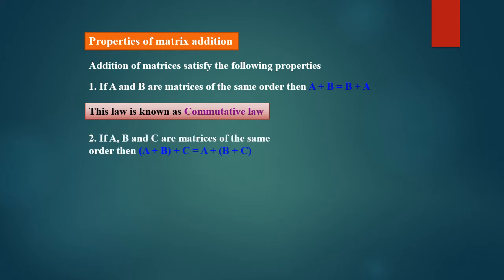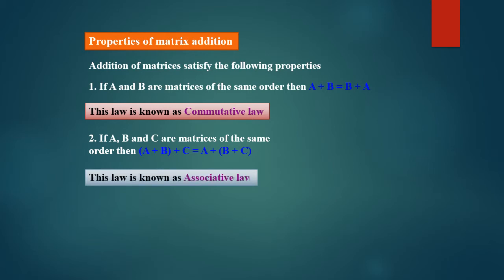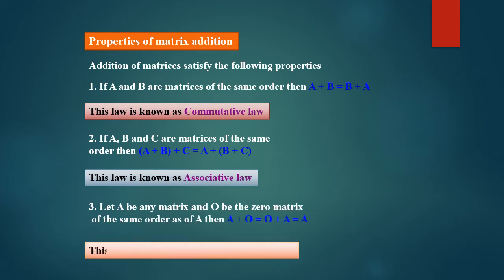Next, second property, if A, B and C are three matrices of the same order, then A plus B plus C is equal to A plus B plus C, grouped in either way. This is known as the associative law for addition of matrices. Property number 3. Let A be any matrix and O be the zero matrix of the same order as of A. Then A plus O is equal to O plus A, which is equal to A. So here O is called as the additive identity.